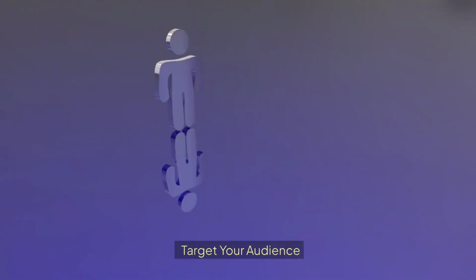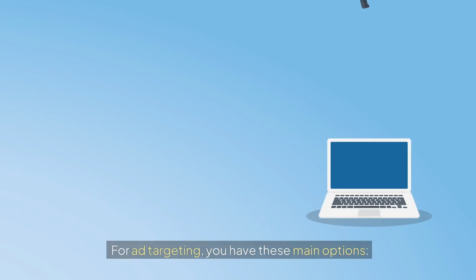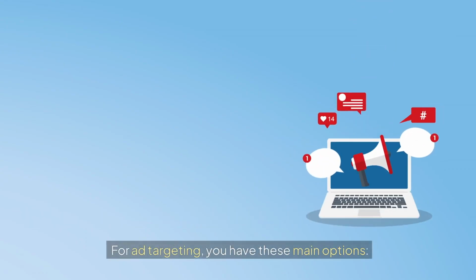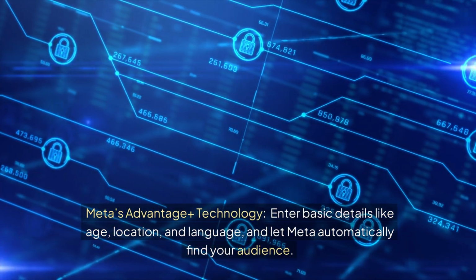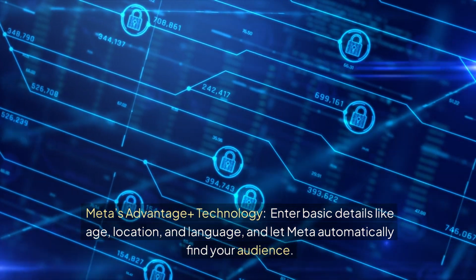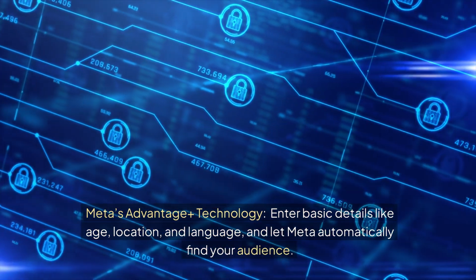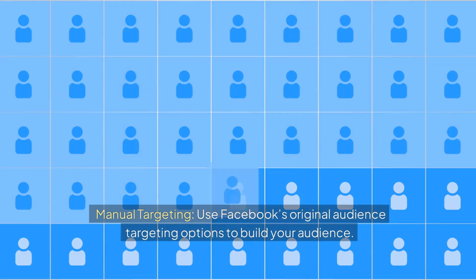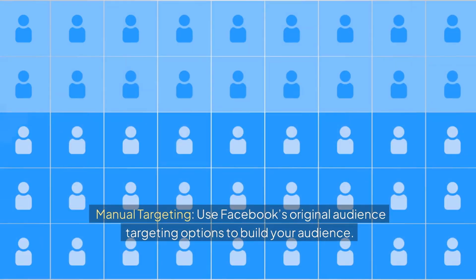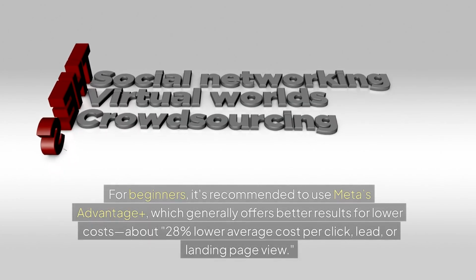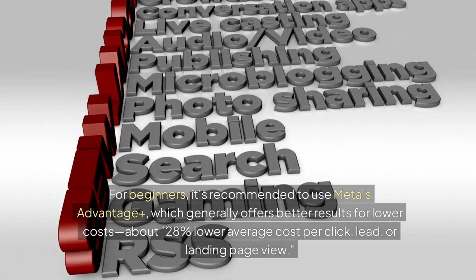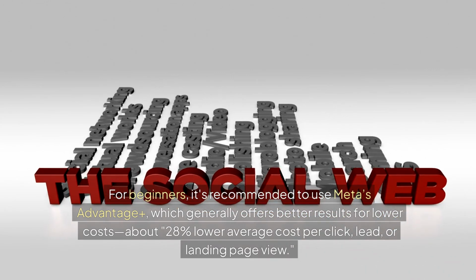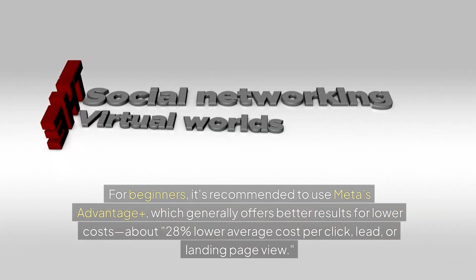Target your audience. For ad targeting, you have these main options. Meta's Advantage technology. Enter basic details like age, location, and language, and let Meta automatically find your audience. Manual targeting. Use Facebook's original audience targeting options to build your audience. For beginners, it's recommended to use Meta's Advantage Plus, which generally offers better results for lower costs, about 28% lower average cost per click, lead, or landing page view.